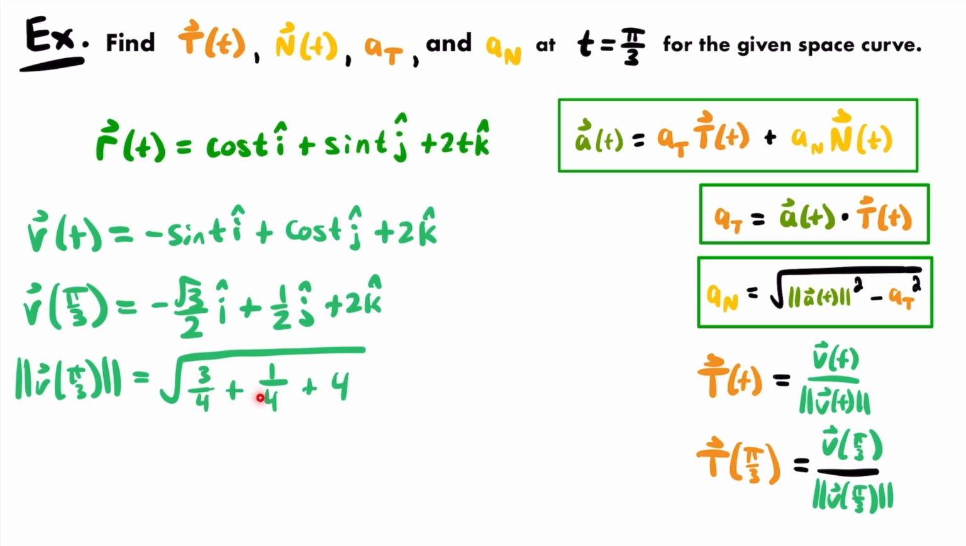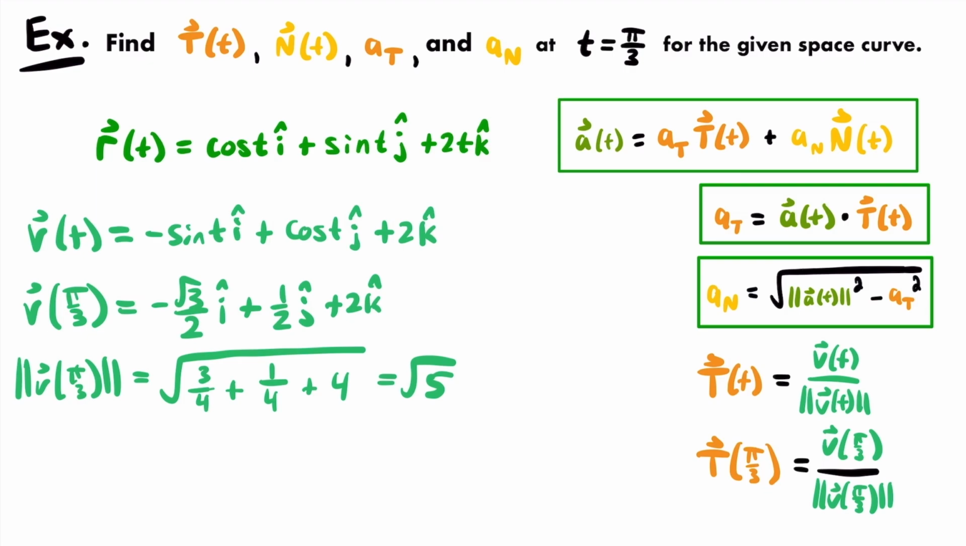But then 3/4 plus 1/4 is 4/4, or 1. So you have 1 plus 4, which is 5. So the magnitude here is just the square root of 5. Okay, and so now we can find the unit tangent vector at pi divided by 3. We'll take this vector and divide it by this magnitude.